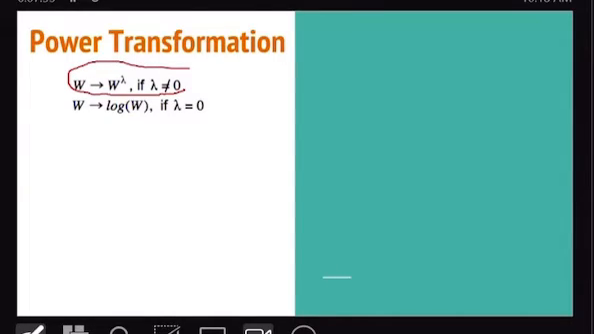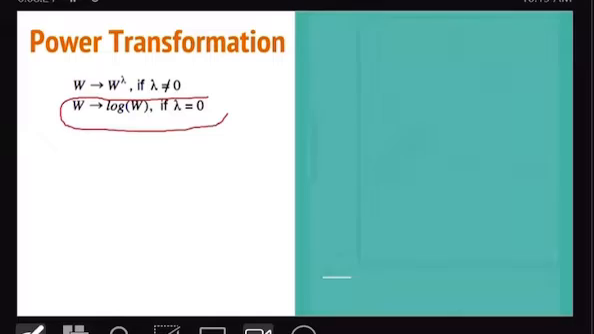But when lambda equals 0, we use another transformation, which we call a logarithmic transformation. At times, we could log our variable when the variable is problematic. In that situation, lambda equals 0. Is there any question about this transformation? Okay, now I'm going to show you the graphical version.